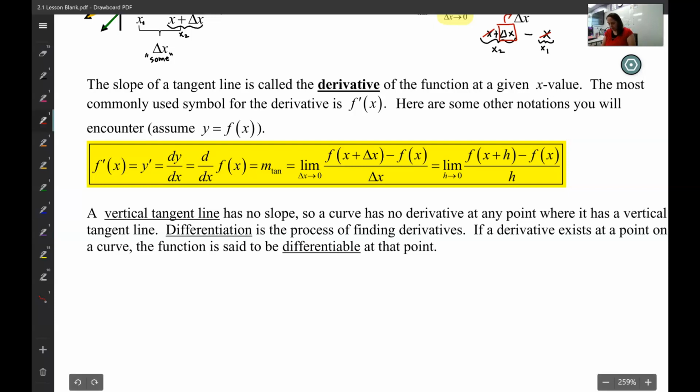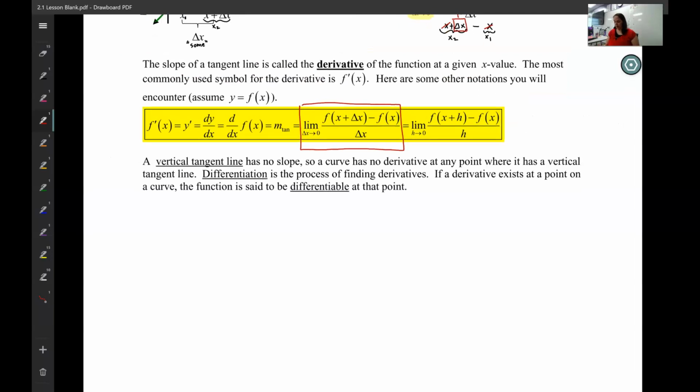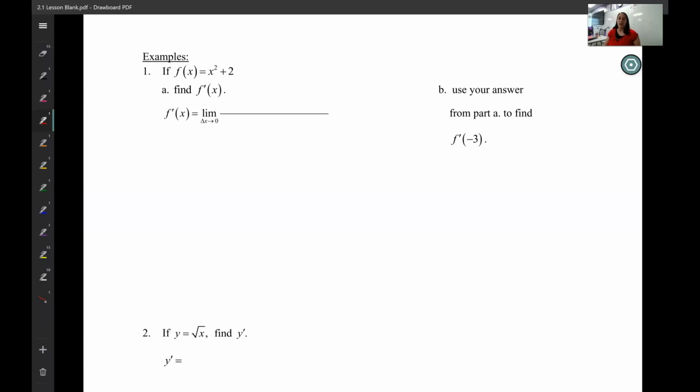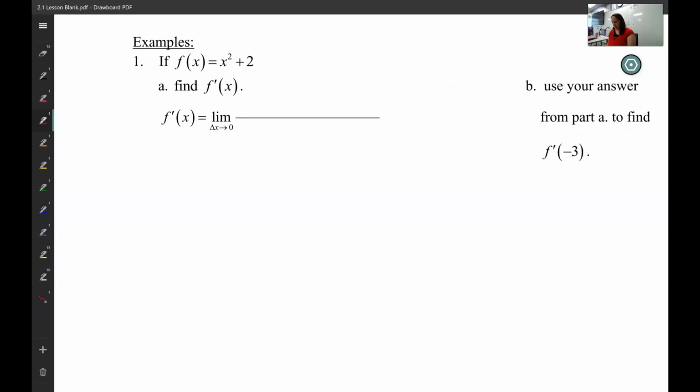The equation for that is this, which is what we came up with in the last video. Now we want to talk about applying that equation, so actually calculating derivatives of a function. So let's do this first example.